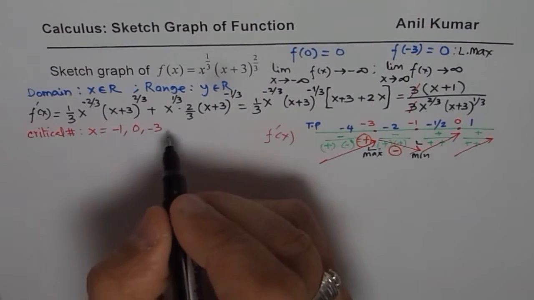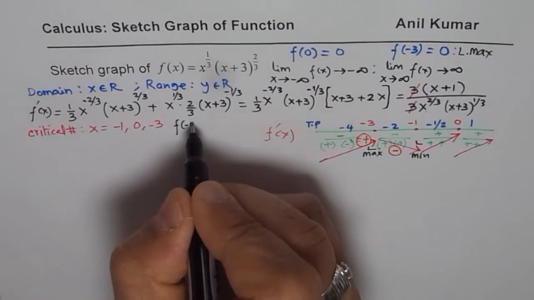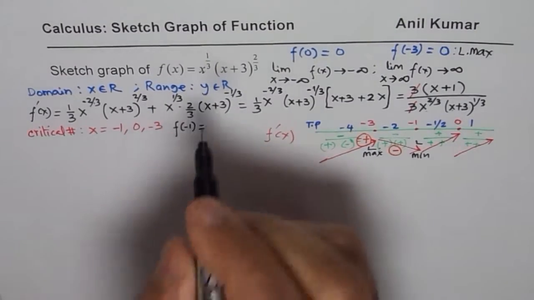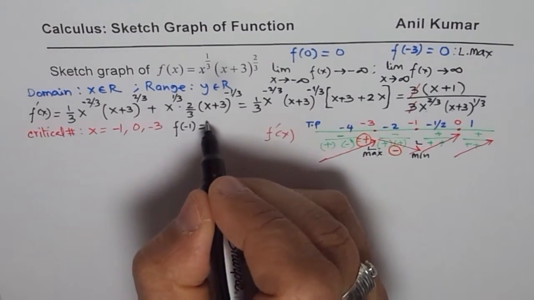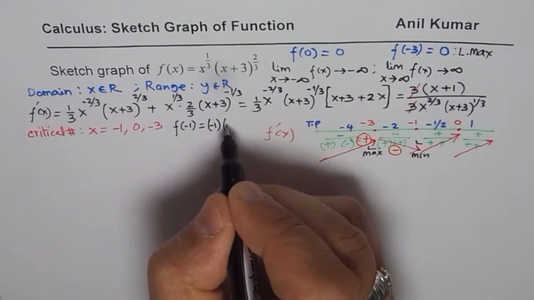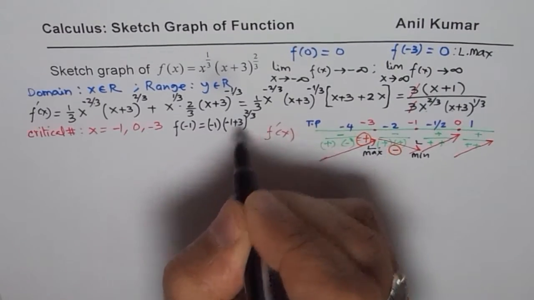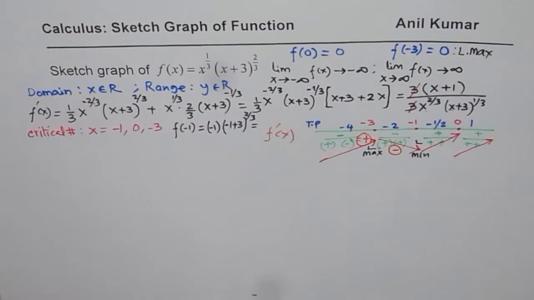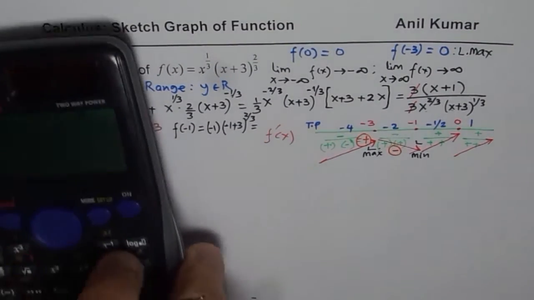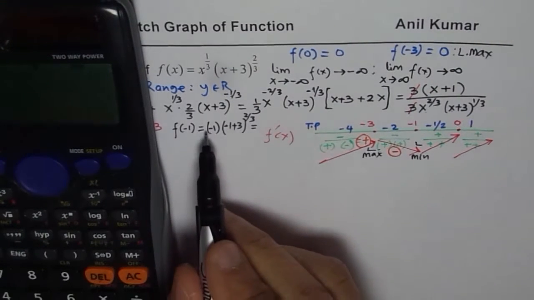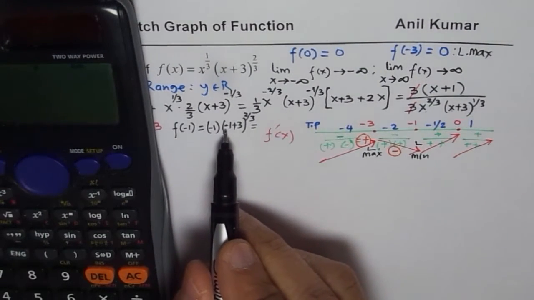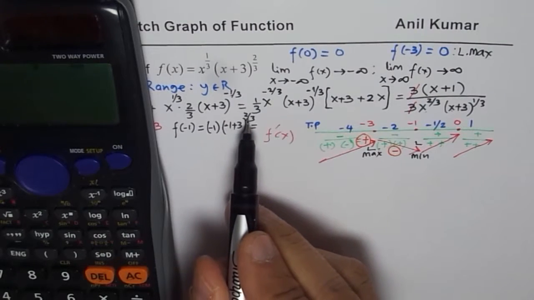So what we will do is find the value of the function at minus 1 now. If I substitute minus 1 here, I get minus 1 times minus 1 plus 3 to the power of 2 over 3, right? So that is equal to how much? Let me use the calculator and find the value. So minus 1 means negative, and here it is 2 to the power of 2 over 3.